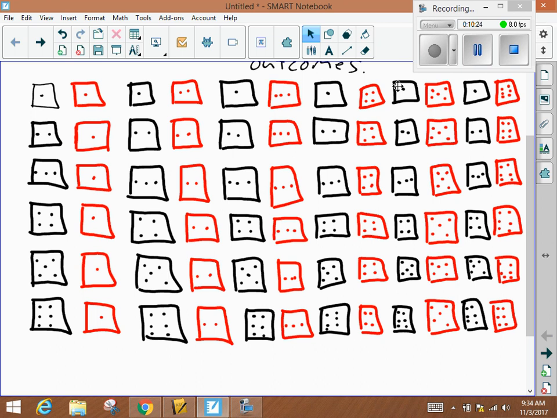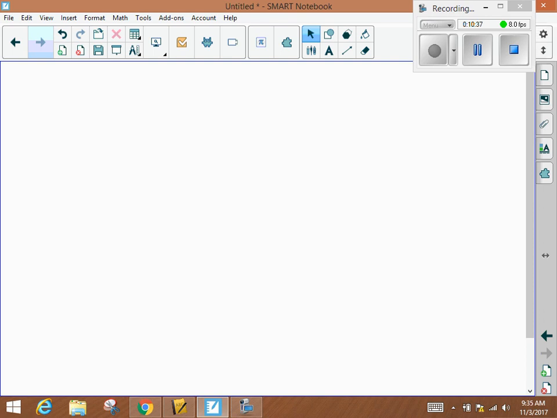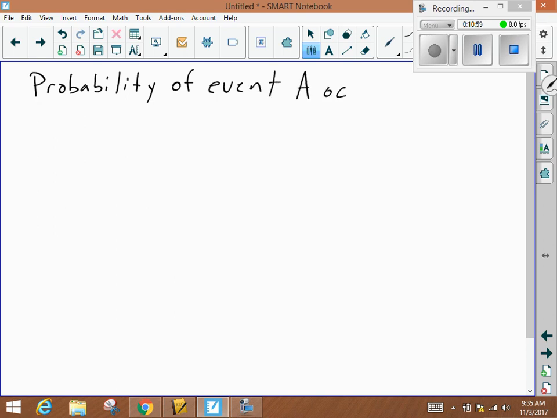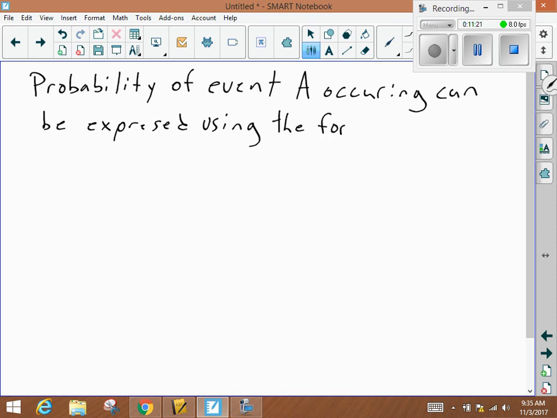So we're going to define an event then. So here's our sample space for rolling dice, and we're going to actually first define what probability is. So we say that the probability of event A occurring can be written like this, or be expressed. We're going to use this form. We're going to say the probability of A. That's how we say that.